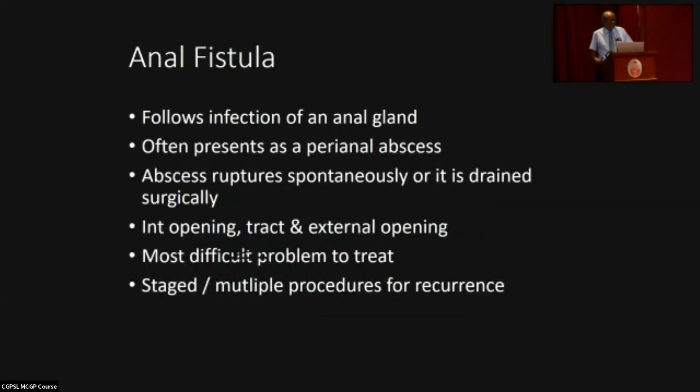Now, if you look at fistulae, they occur due to infection of an anal gland, and often present as a perianal abscess. If you think about it, what really happens is that bacteria enter one of these anal glands and cause an infection. Then it ruptures to the inside as well as to the outside, and you have a communication between the skin and the anal canal. And that is called a fistula. A fistula, by definition, is an abnormal communication between two epithelial surfaces.